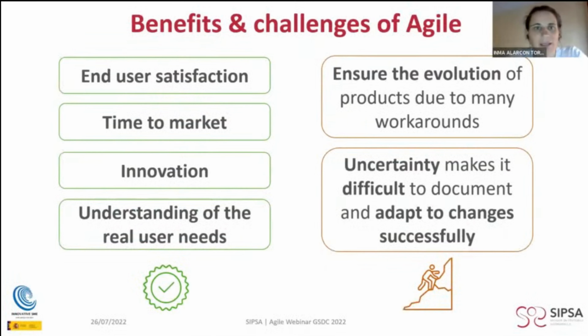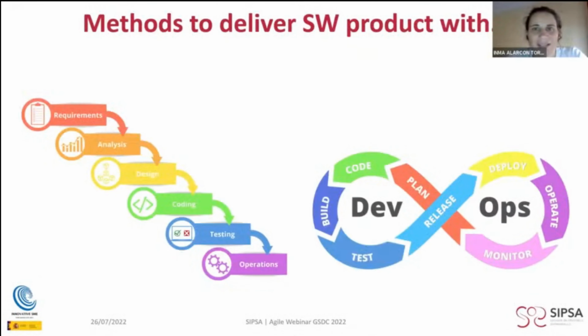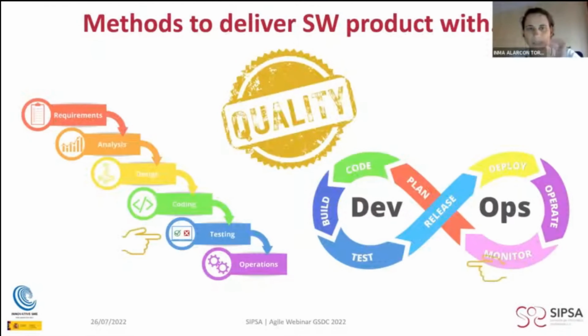So then, if we go to the next one, as I explained, we don't want to talk only about the delivery of the products, but we also focus on delivering it with quality, no? Because quality is the key to the success of every software product delivery at the moment.